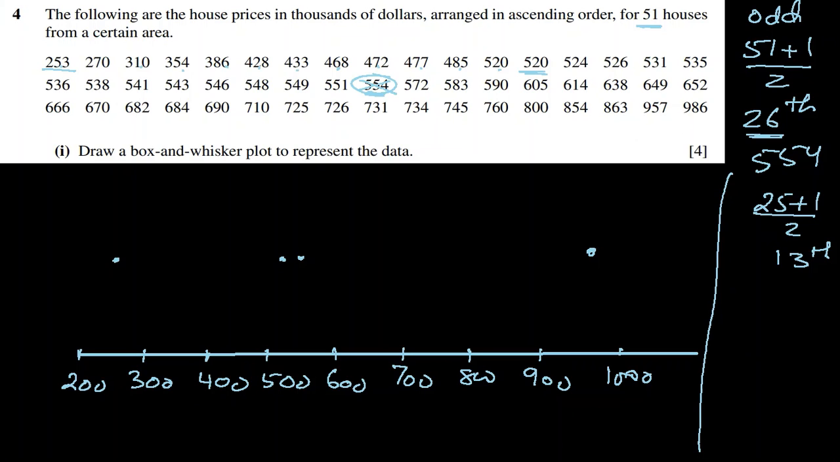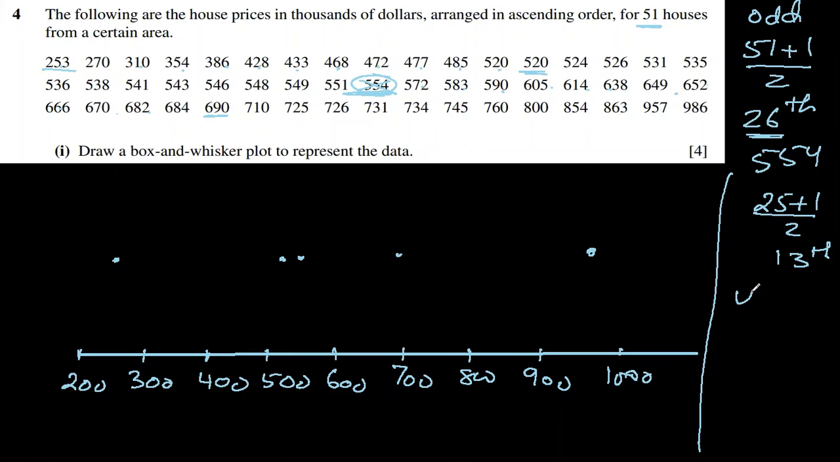The upper quartile will be the median of the upper half after the median, 572 onwards. The median of these numbers will be the upper quartile, and it will again be the 13th number because they are also 25. So 1, 2, 3, 4, 5, 6, 7, 8, 9, 10, 11, 12, 13, 690 is the upper quartile. So 690 is here.